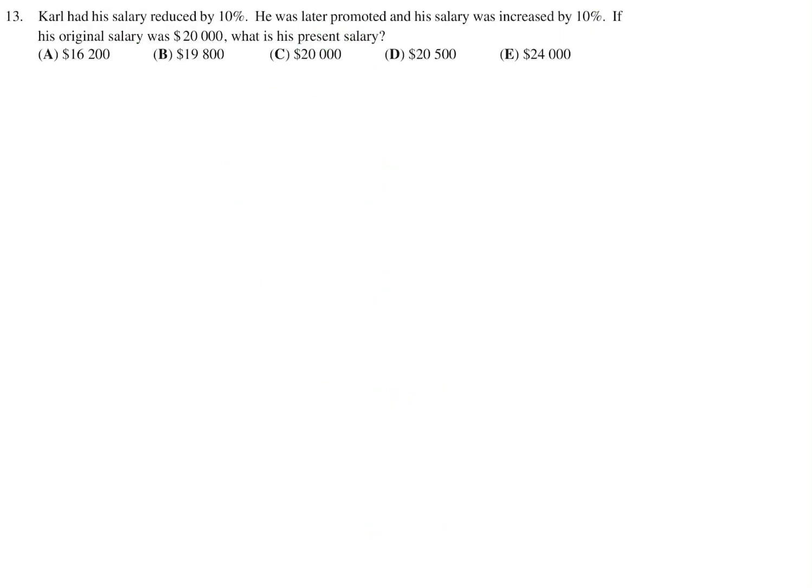Carl had his salary reduced by 10%. He was later promoted and his salary was increased by 10%. If his original salary was $20,000, what is his present salary? Well, it's tempting to say 20,000 because you think, well, it reduced by 10% and went back up by 10%. So it'd be right back where he started, but that's not how it works.